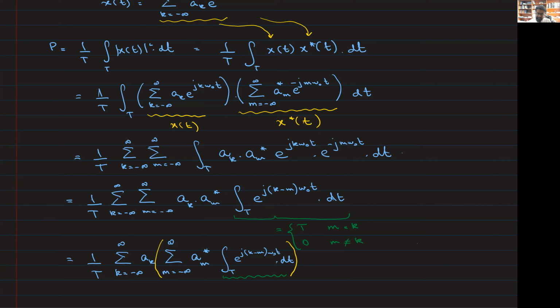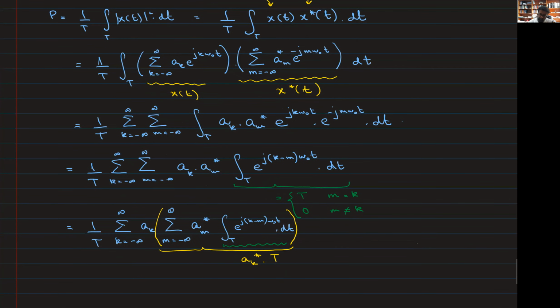So this entire term here turns out to be equal to a k conjugate, right? Times T, by the way. So this is something you missed out, right? Because when m equals k, this integral is equal to capital T. So the capital T multiplies with it, right? So what do I get here?